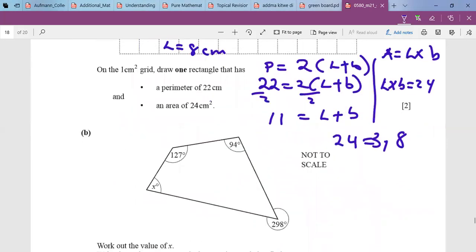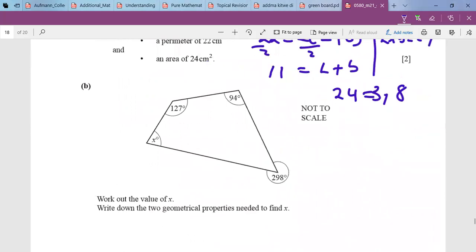All right, so we go to the next question, which is on the angles. Work out the value of x. Okay, so to find the value of x, we need to add all the angles. This angle, this angle, this one, and this one. But to find this angle, we are going to say 360 minus 298, because angles at a point will give you 360 degrees.